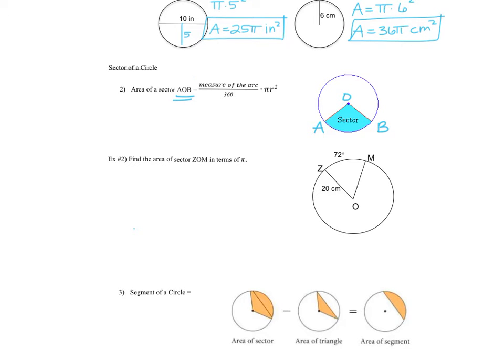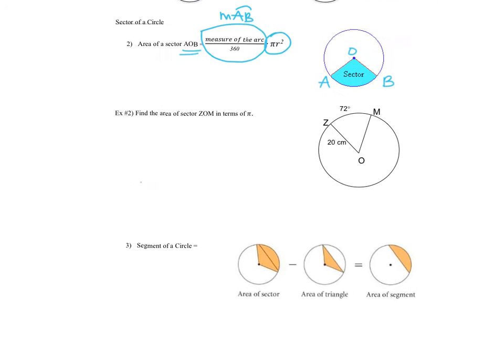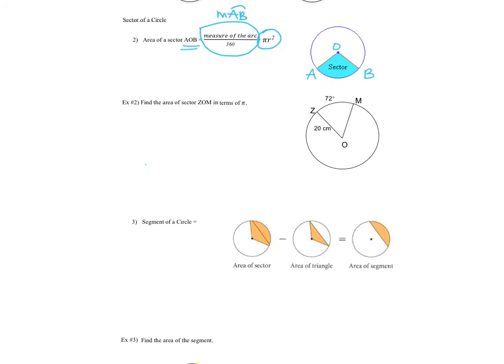So what we do is we take a fraction of the area of the circle, right? So the measure of the arc, or the way we write it on the sheet, is the measure of arc AB over 360 times pi r squared. Okay, so take the fraction of the area. So what we're going to do is use that formula to find the area of this sector.